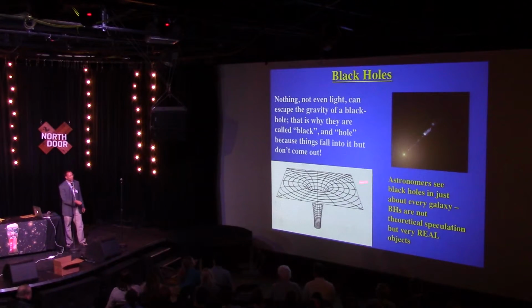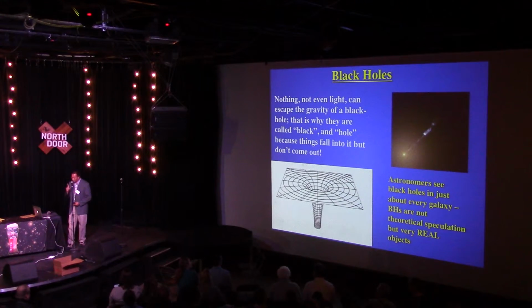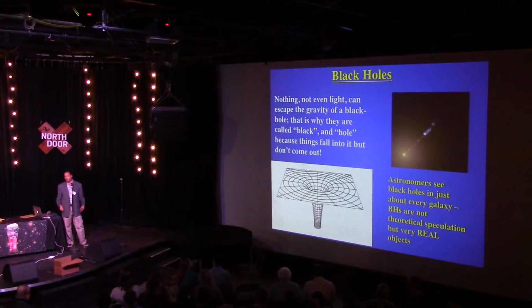Very, very powerful. This small region of space can outshine hundreds of billions of stars in the galaxy. And this is something that astronomers have seen for now 50 years. They go by the name of quasars. But we also see black holes in our own galaxy. These black holes are monstrous. They weigh tens of millions or billions of times the mass of the sun.